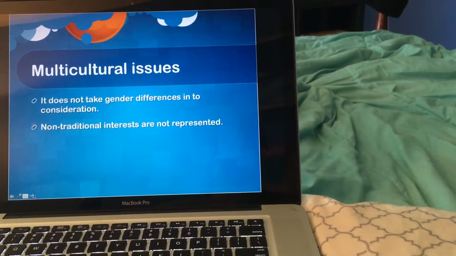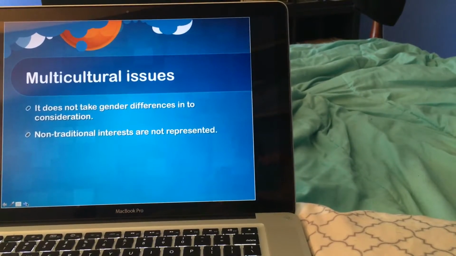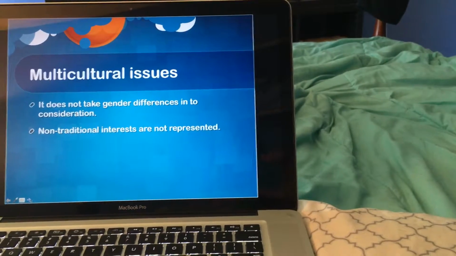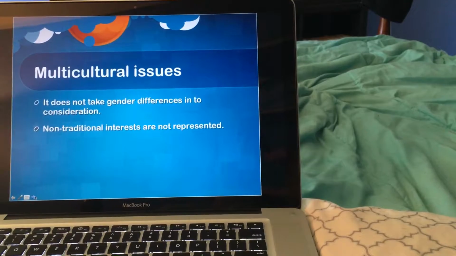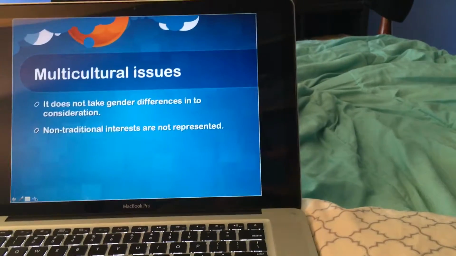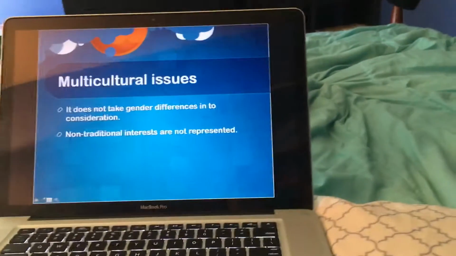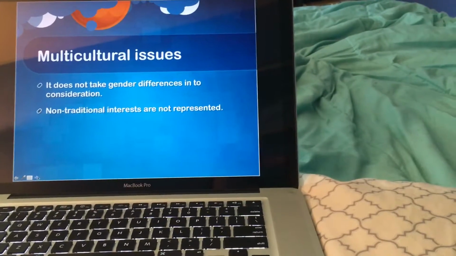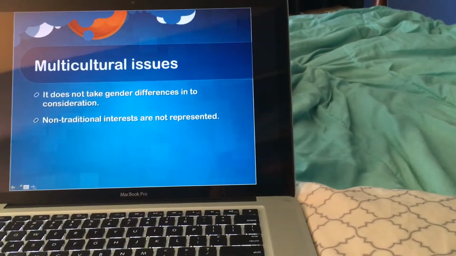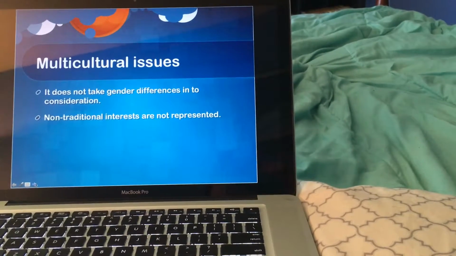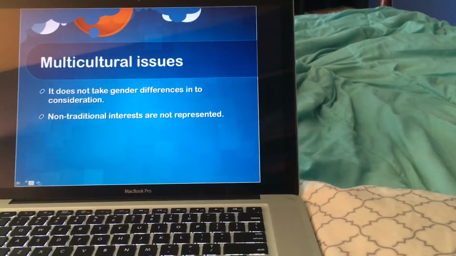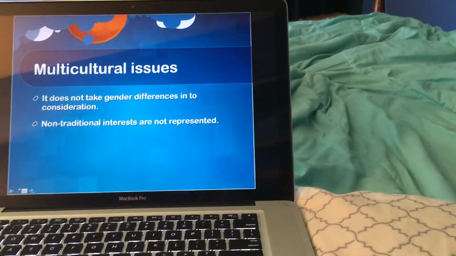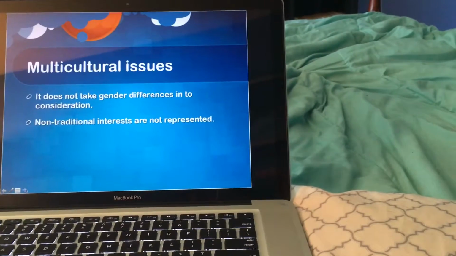A few multicultural issues. It does not take gender differences into consideration. It doesn't ask you if you're male or female. You could see this as a positive or a negative, I suppose. It does not list careers based on gender, which I personally would see as a positive, but perhaps not everyone. Non-traditional interests are not represented. It's very black and white. There aren't a wide variety of career choices that are non-traditional skills or interests.